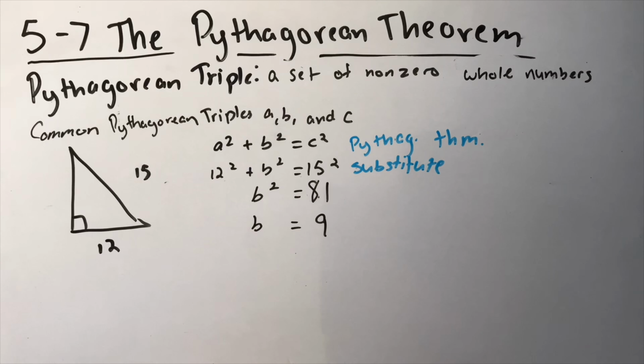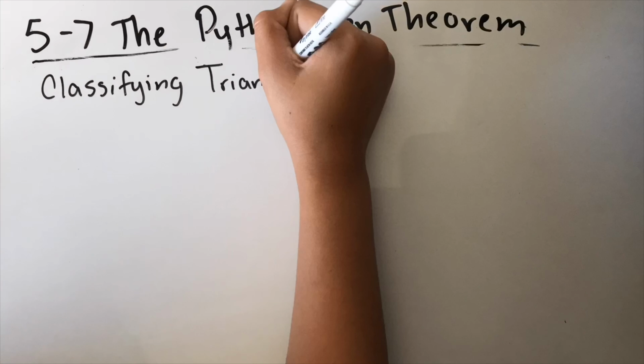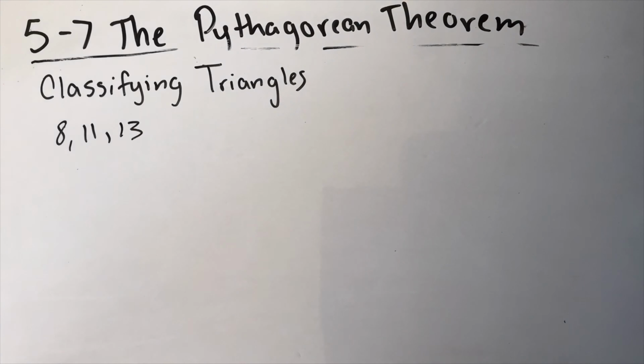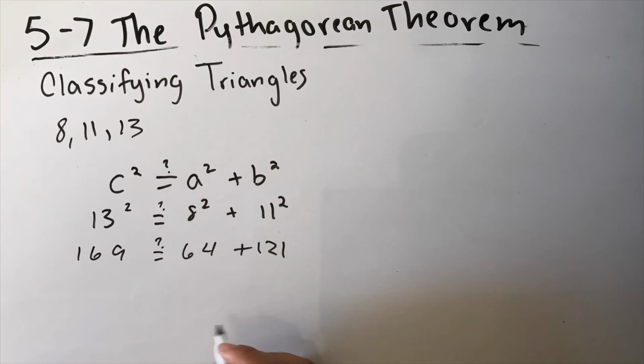Let's test out these theorems. Here we have a triangle with three side lengths: 8, 11, and 13. Plugging these into our formula, we get 13 squared maybe equals 8 squared plus 11 squared. Simplify, then we get 169 maybe equals 64 plus 121. Finally, we get 169 and 185. 169 is less than 185, meaning that the triangle is acute.